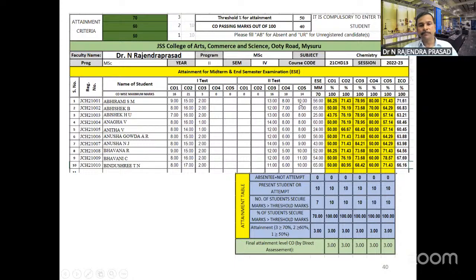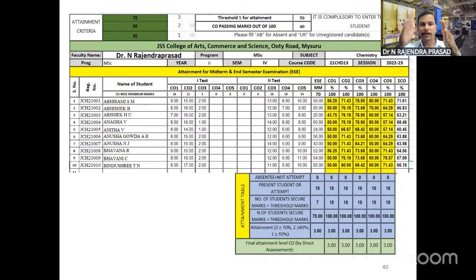Then the next thing, collect the answer booklets of internal assessment tests and evaluate them, question-wise evaluation. Each and every question the student has answered, for each question there is a maximum mark stipulated. Out of the maximum marks assigned, how many marks the student has secured, you tabulate all those things in a template.